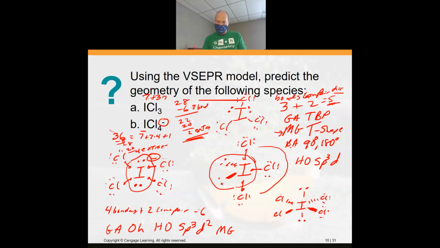And you have a square planar. And then your bond angle for all but one of your octahedrals are 90 and 180. The only one that's only 180 is the one that has 4 lone pairs and the shape is linear.